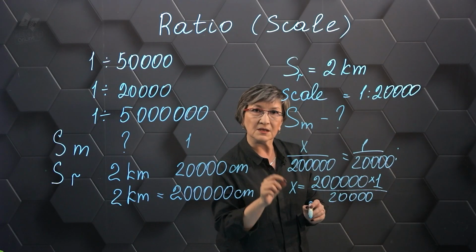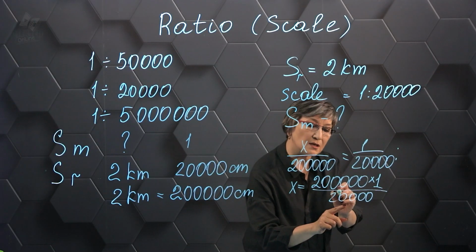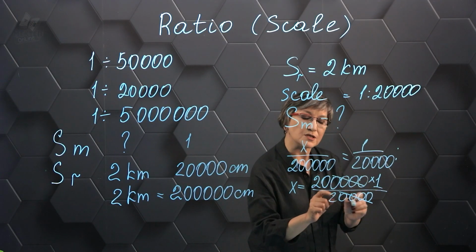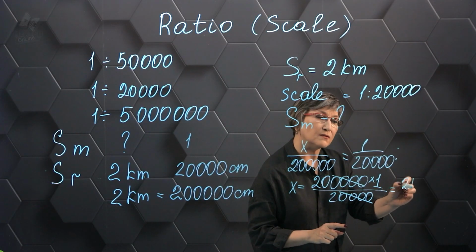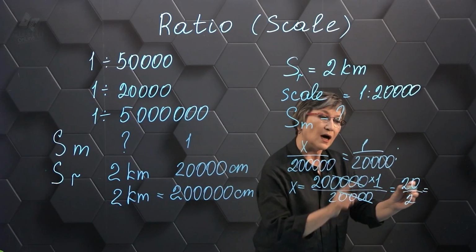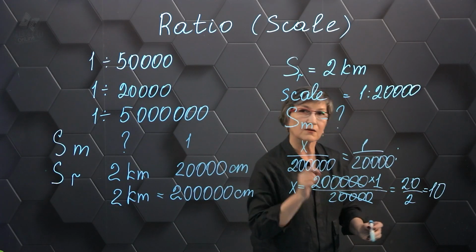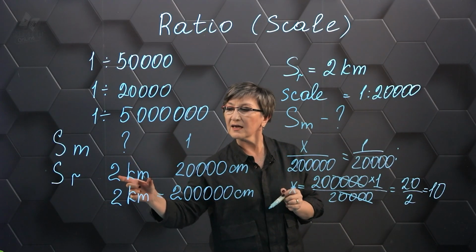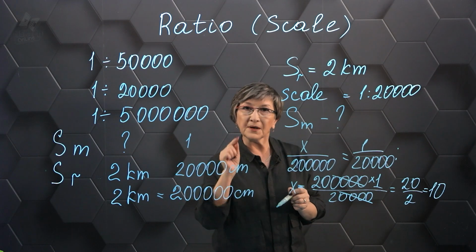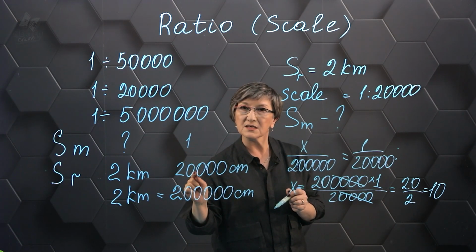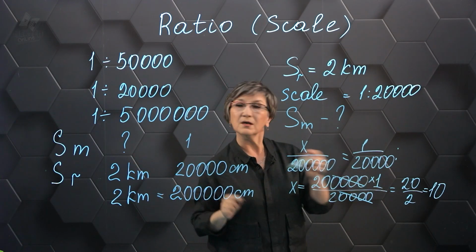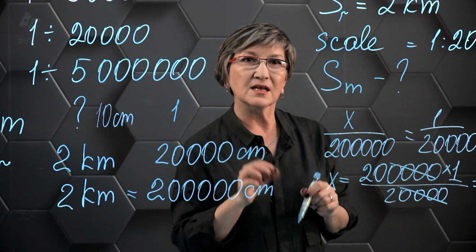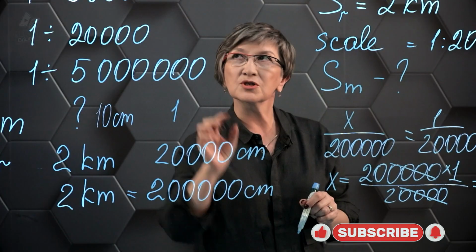Let's divide the numerator and denominator by 10,000. I will remove 4 zeros in the denominator and 4 zeros in the numerator. The result is 20 divided by 2. And 20 divided by 2 equals 10. On our map, a distance of 2 kilometers at a scale of 1 to 20,000 equals 10 centimeters.